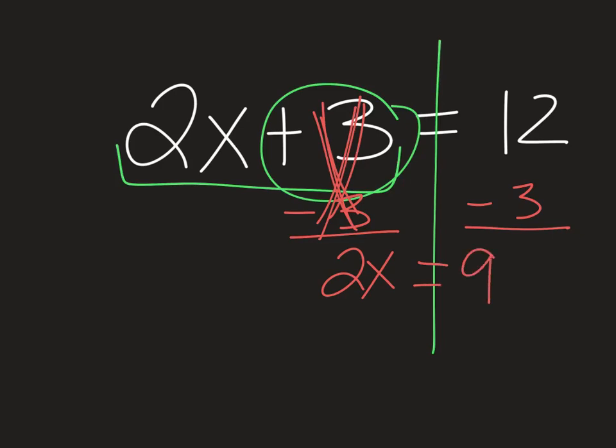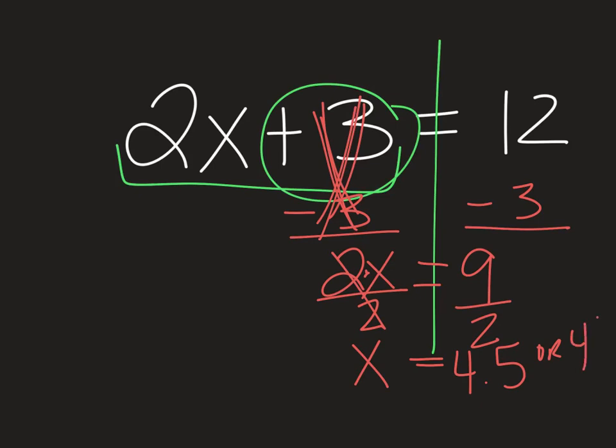which is 9. We're then going to look at 2 times x, so the opposite of times 2 would be dividing by 2. When I divide 9 by 2, 9 divided by 2 is equal to 4.5, or 4 1/2.